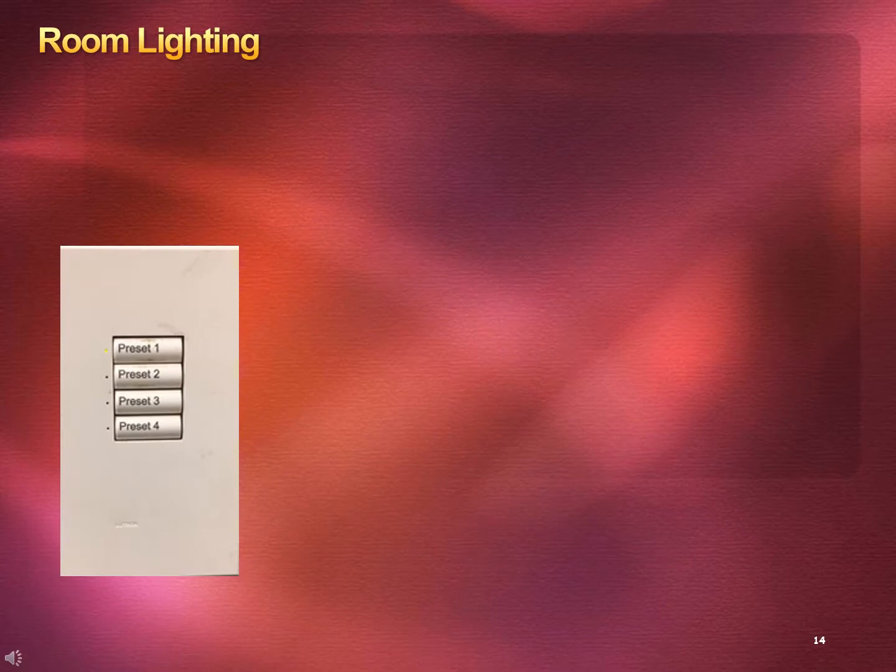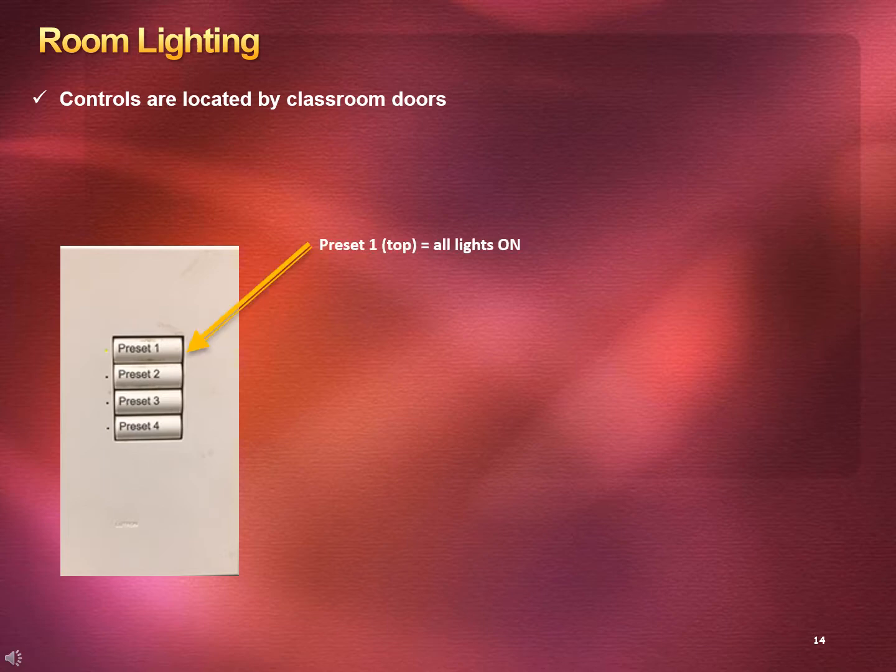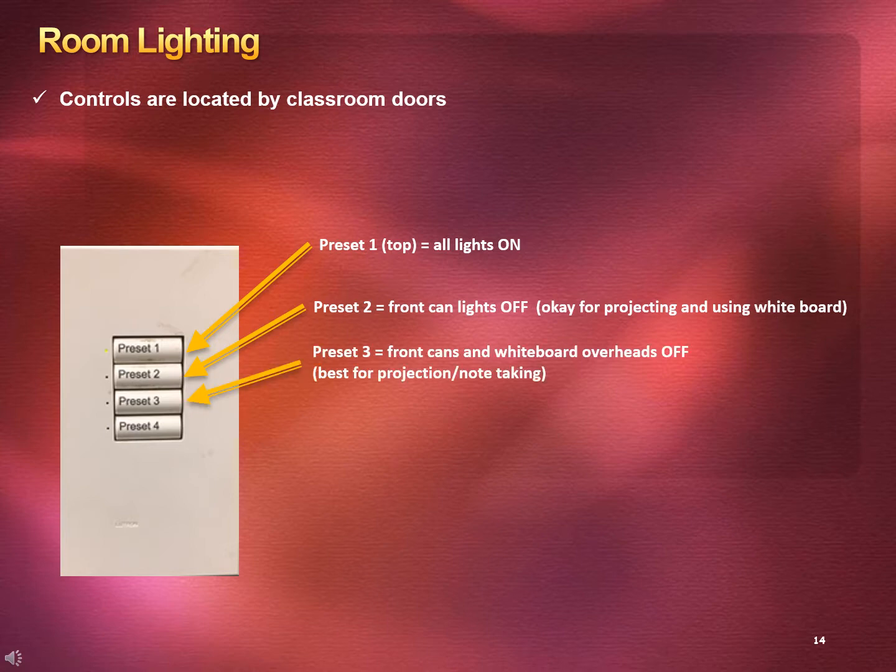An additional classroom setup step is to adjust the light controls. Controls are located by classroom doors. 4 buttons control room lights. Preset 1, the top button, all lights on. Preset 2, front can lights are off, okay for projecting and using whiteboard. Preset 3, front cans and whiteboard overheads off, best for projection and note-taking. Preset 4, all lights off, not recommended due to safety issues.